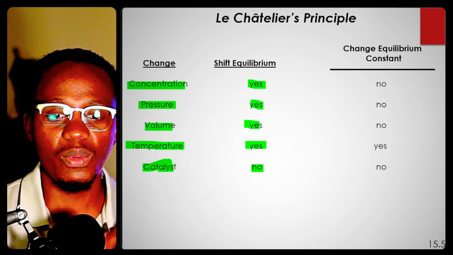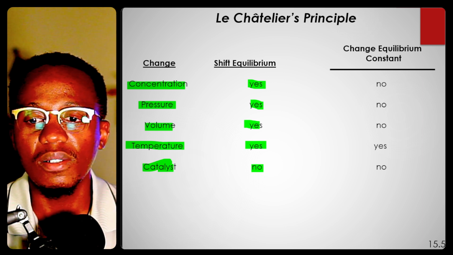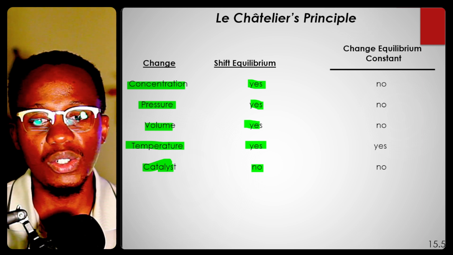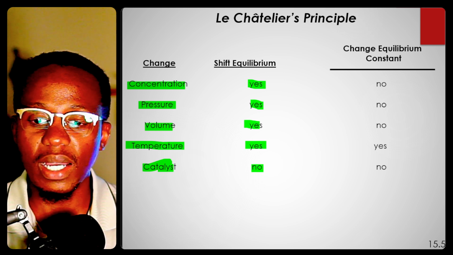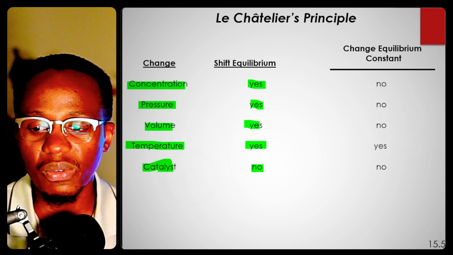Well, we know that when we shift to the right, we are making more product. When we shift to the left, we are making more reactants. So that should be easy. That should be very easy, but that is what I have for you in terms of equilibrium.